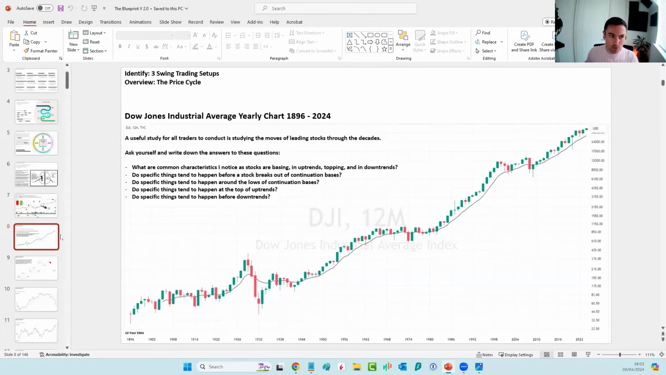So this is basically how I would do it. So this is the first thing, okay? This underpins absolutely everything, which is the price cycle, which we'll come on to on the next slide.